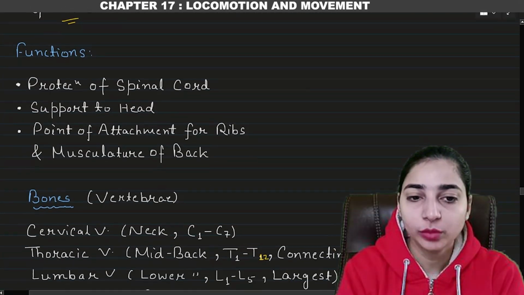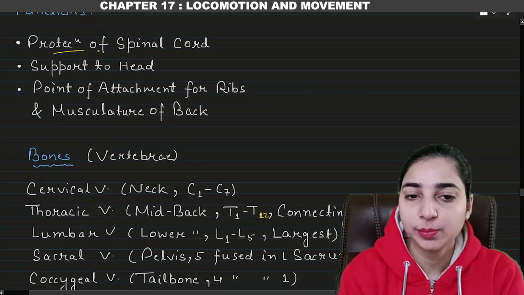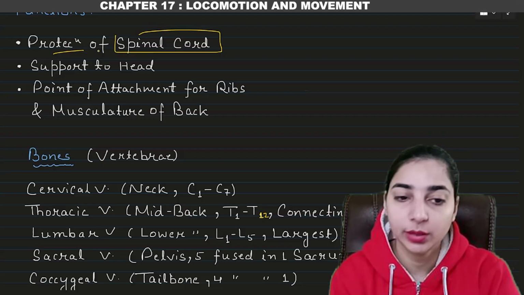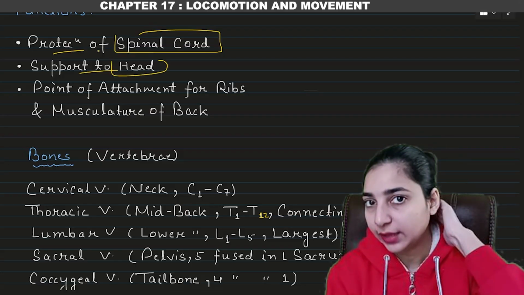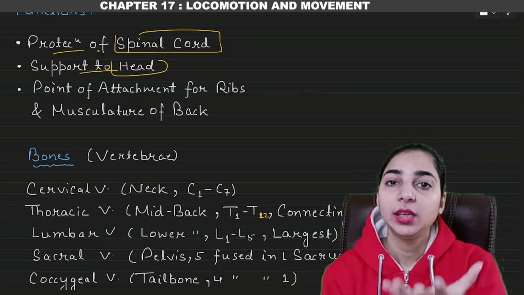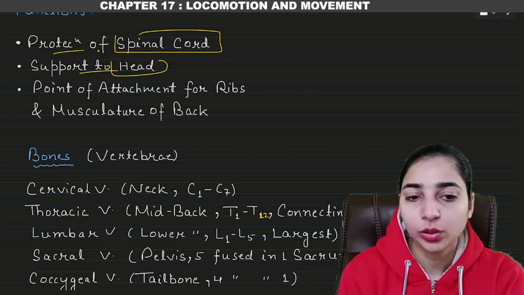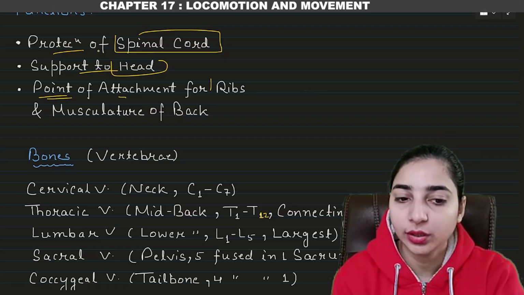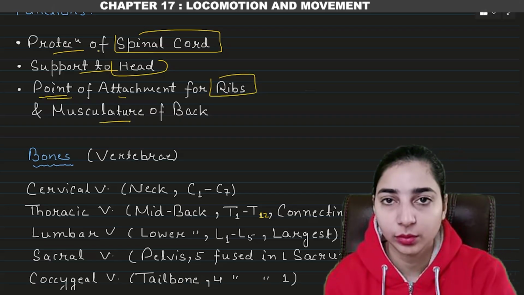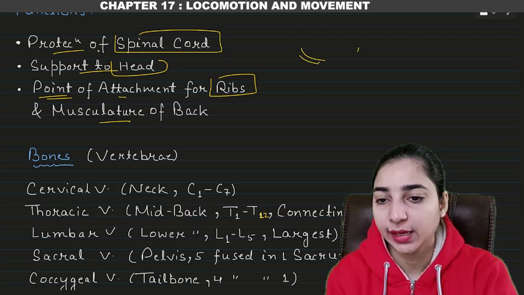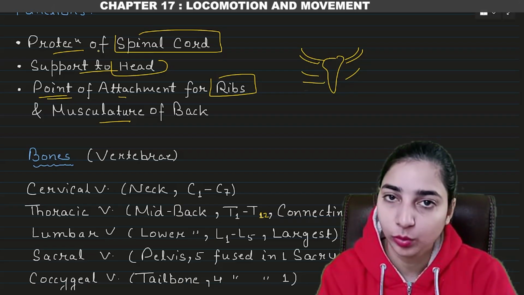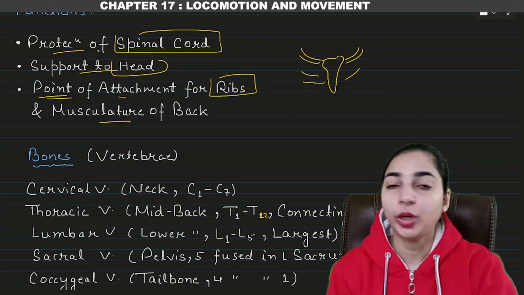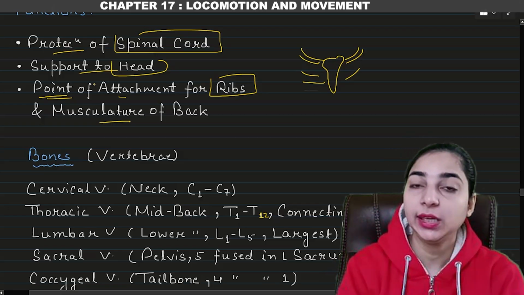What are the functions of the vertebral column? Obviously, the protection of the spinal cord. It is well protected inside the vertebrae. Then it also provides support to the head region because it starts at the base of the skull. And it also acts as the point of attachment for the ribs and the musculature of the back. The ribs which are present on the sides are connected to the sternum at the front, and on the back side they are connected to the vertebral column. So this is also the point of attachment for the ribs and the musculature of the back.